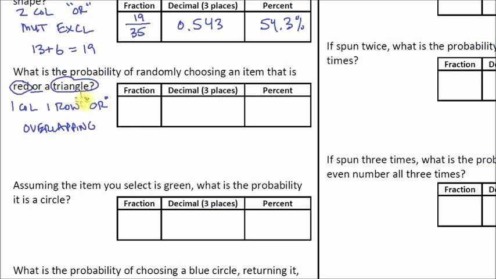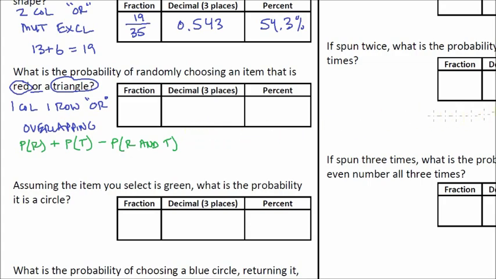So red or triangle. Remember how we figured this out. We're going to find the probability of picking red, and then add that to the probability of picking a triangle, and then subtract from that the probability of picking red and a triangle, and that's going to give us our total.